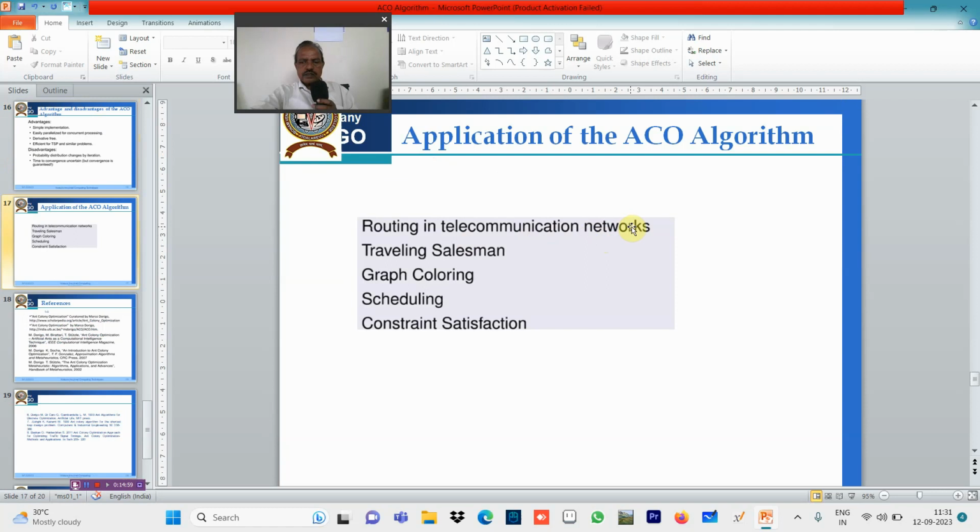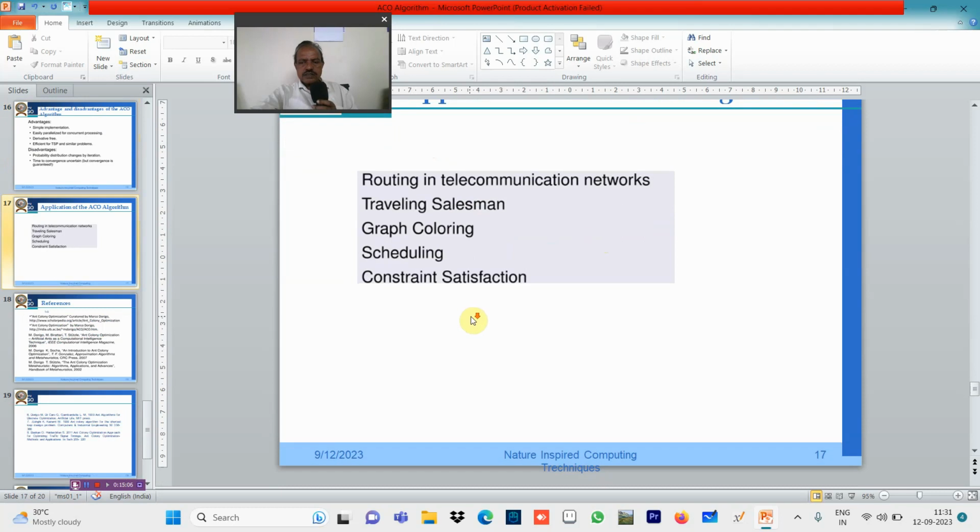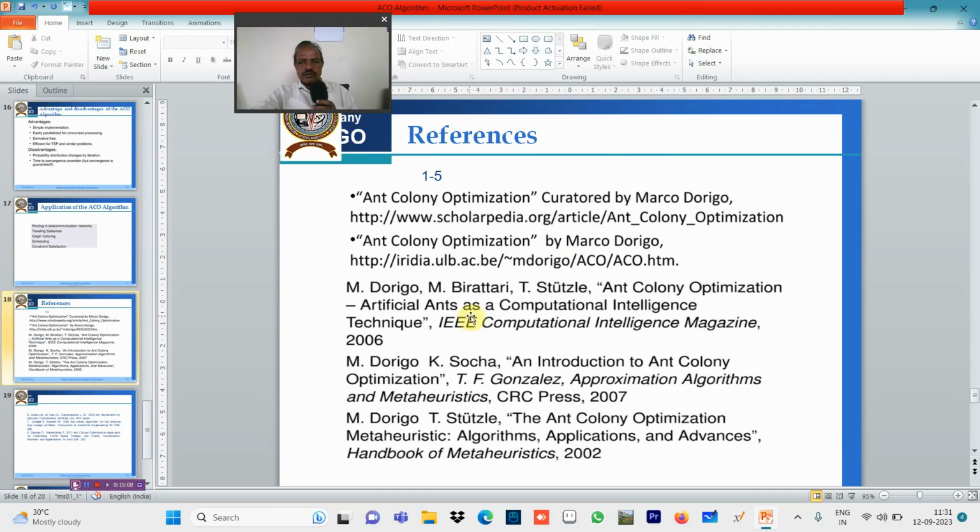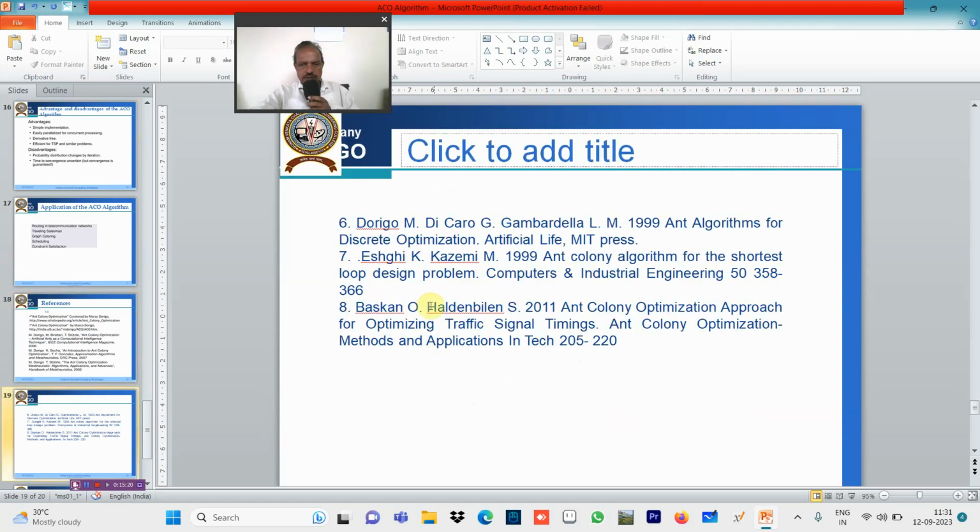Then some of the applications we can see here: routing in telecommunication networks, traveling salesman problem, graph coloring, scheduling, constraint satisfaction. These are some of the things, and you can see some of the references here, including Ant Colony Optimization by Marco Dorigo, the main person who has developed a lot of things here. Then you can see references 1 to 5, and 6, 7, 8 also. These are some of the papers which are published.